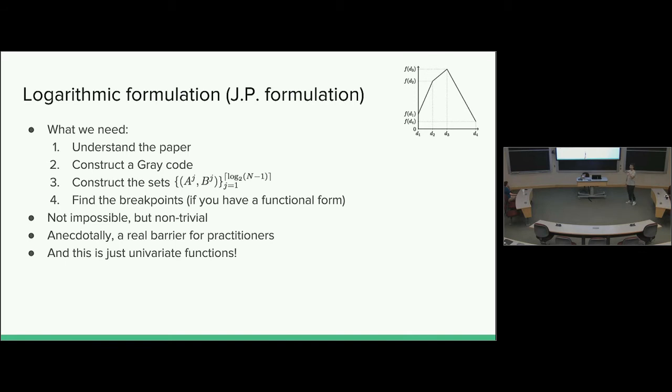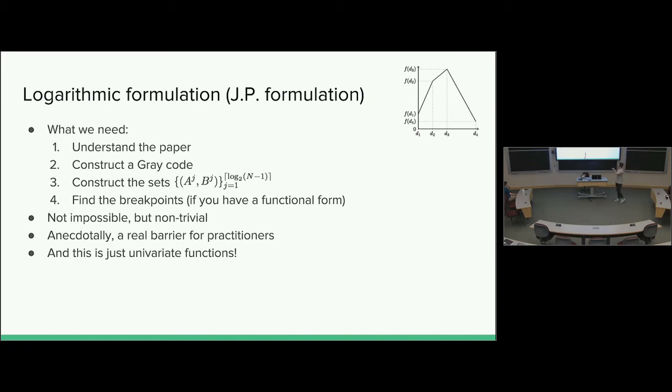First, we need to find the paper. We need to understand it. Then we need to construct this gray code, so you go to a second paper, a textbook or something, and you think, all right, what is a gray code? How do I code this? Third, you need to construct these sets, which is maybe the easiest part. Fourth, you need to actually find the breakpoints, which, if you have a functional description of your function, is maybe not trivial, right?